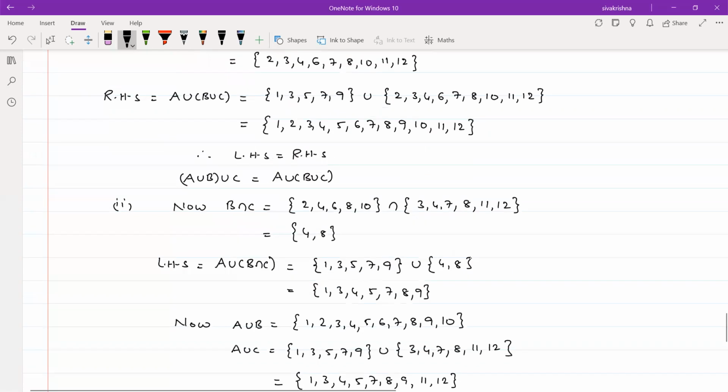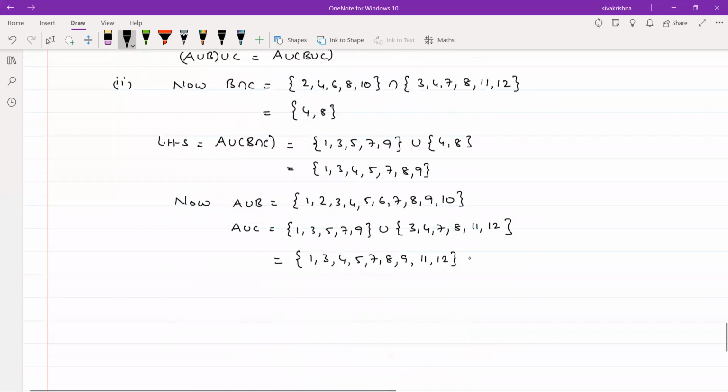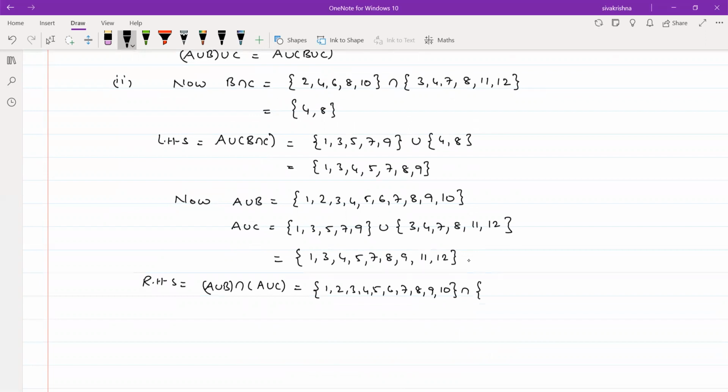Now in the second bit, the RHS is A union B intersection A union C. So I am considering the RHS. The RHS is equal to A union B intersection A union C. The value of A union B is 1, 2, 3, 4, up to 10. Intersection, and in A union C we have the elements 1, 3, 4, 5, 7, 8, 9, 11, 12.